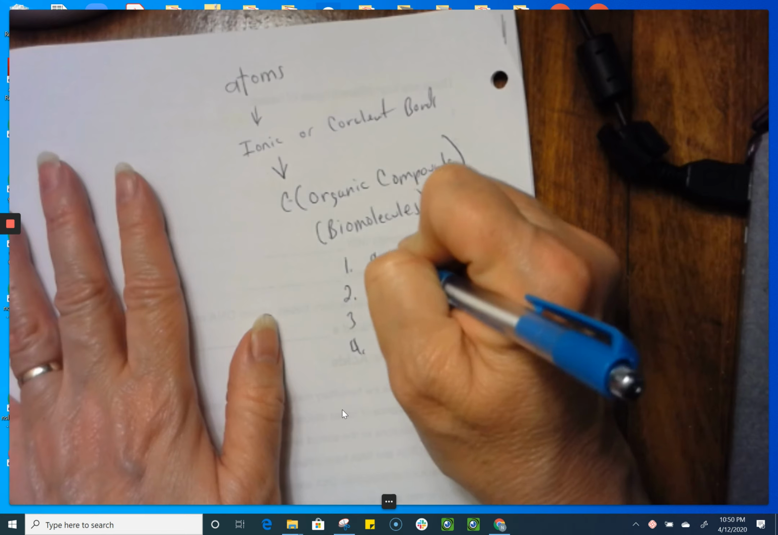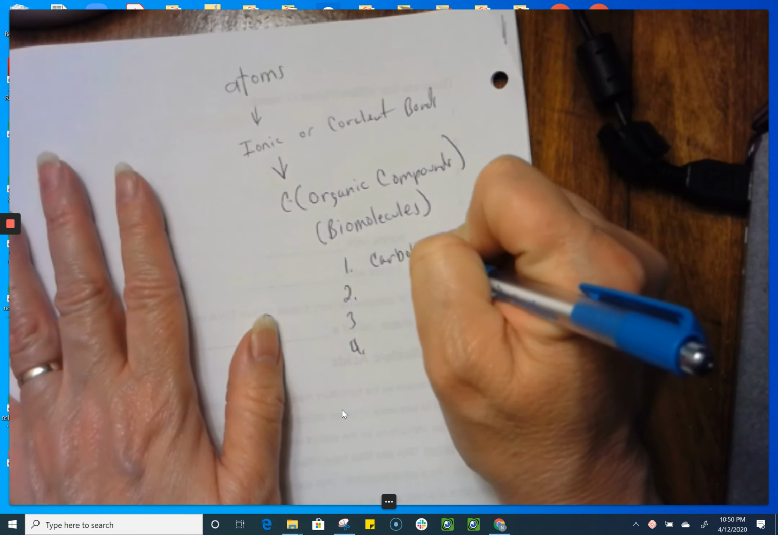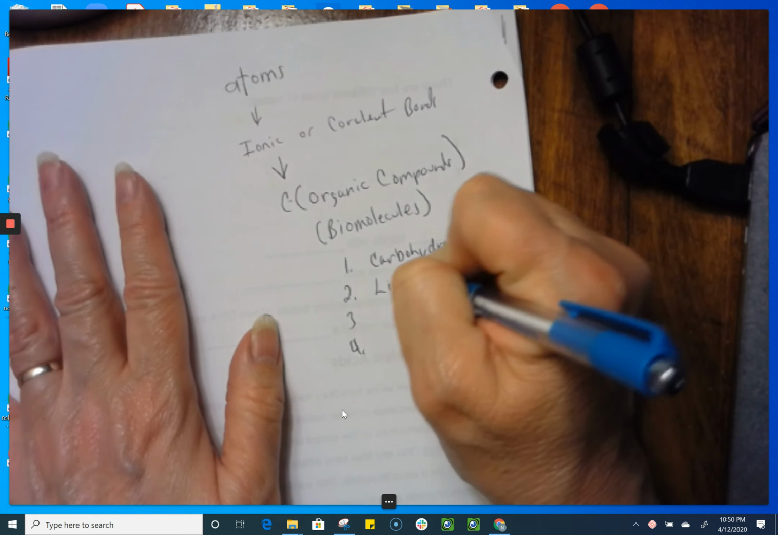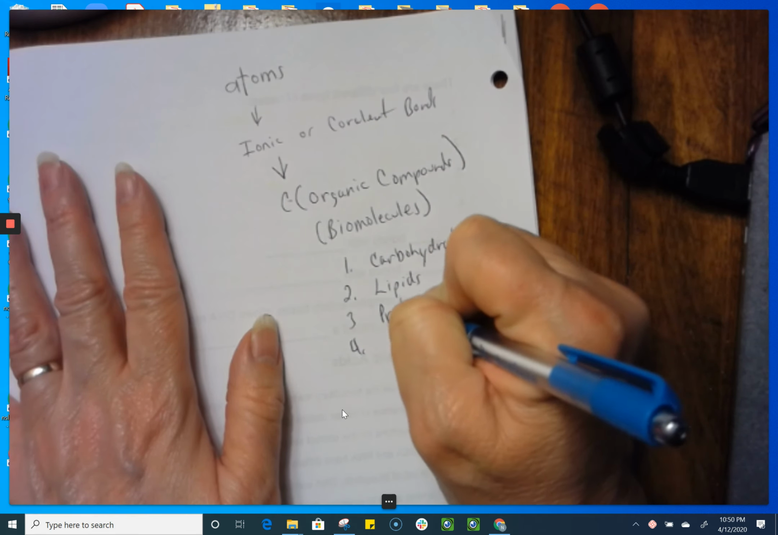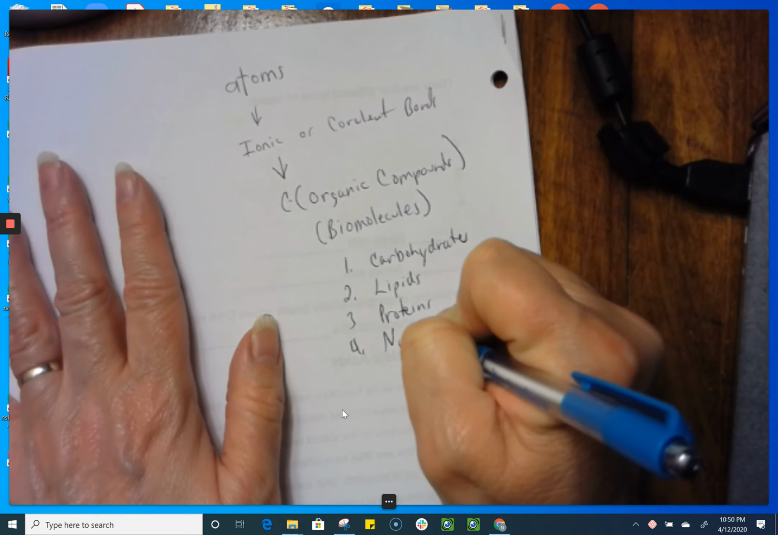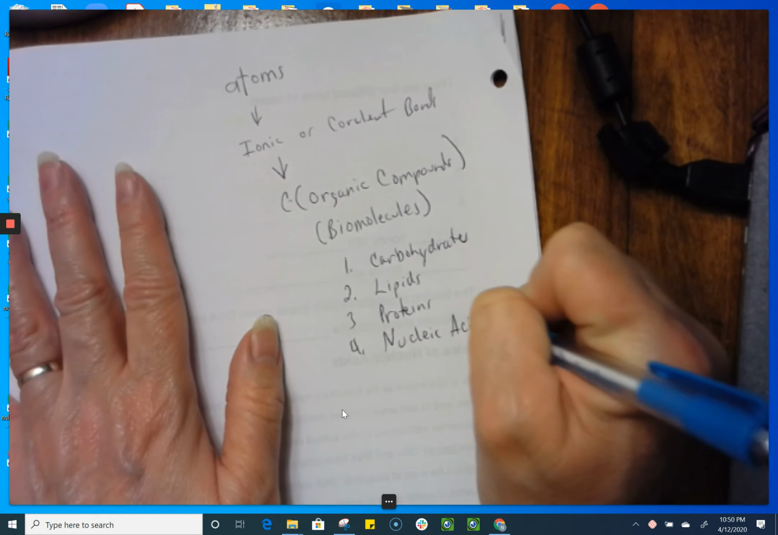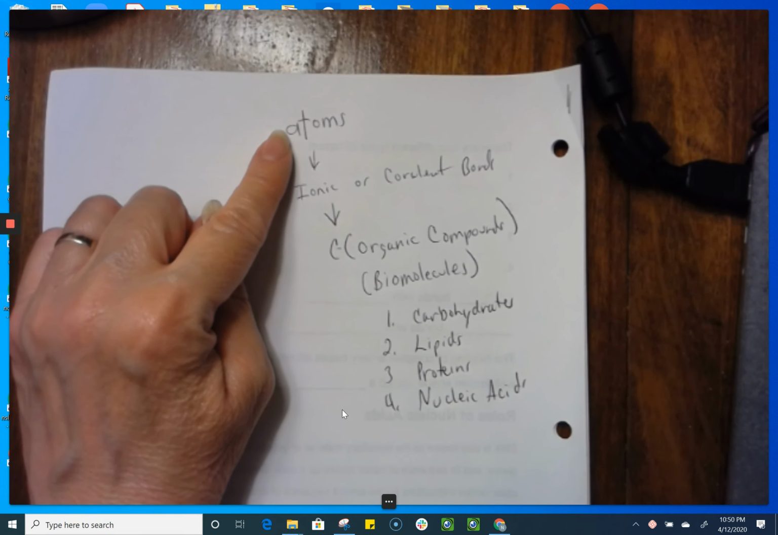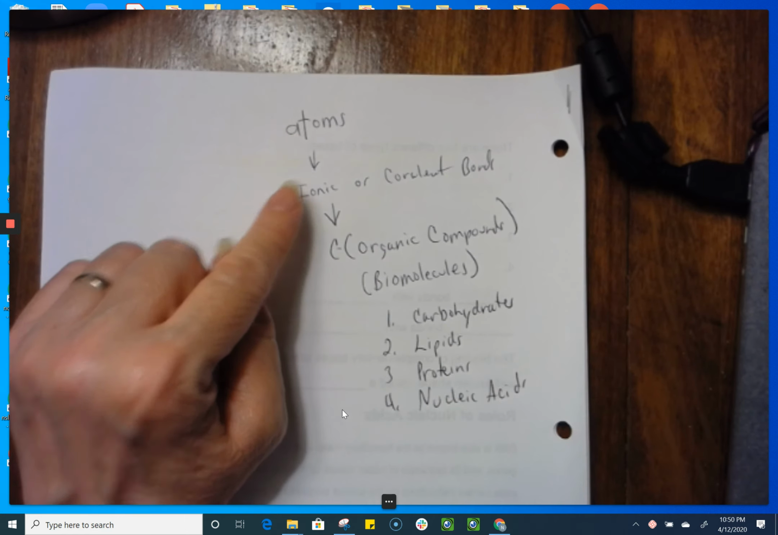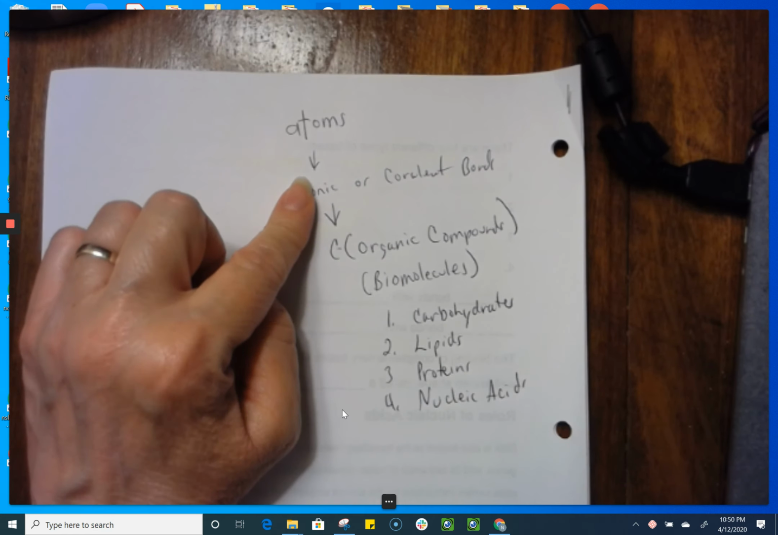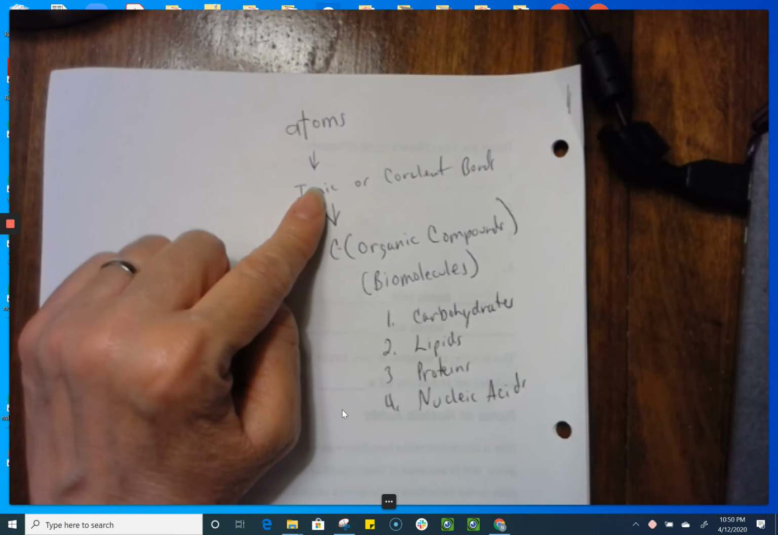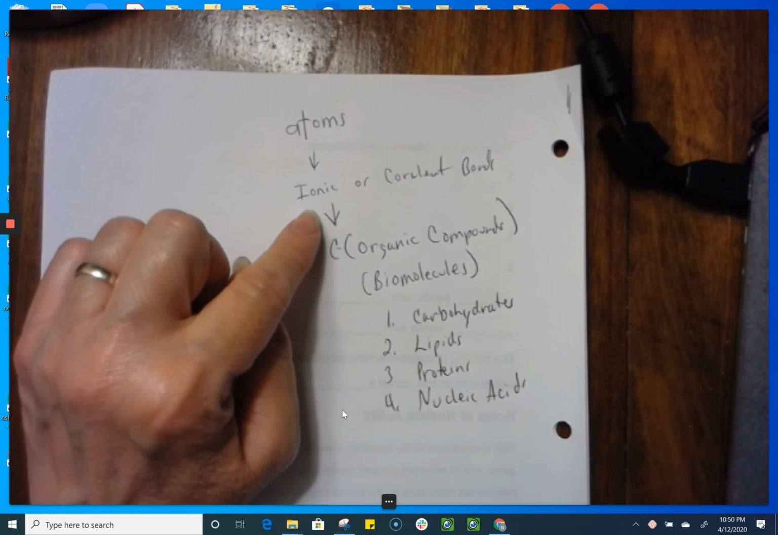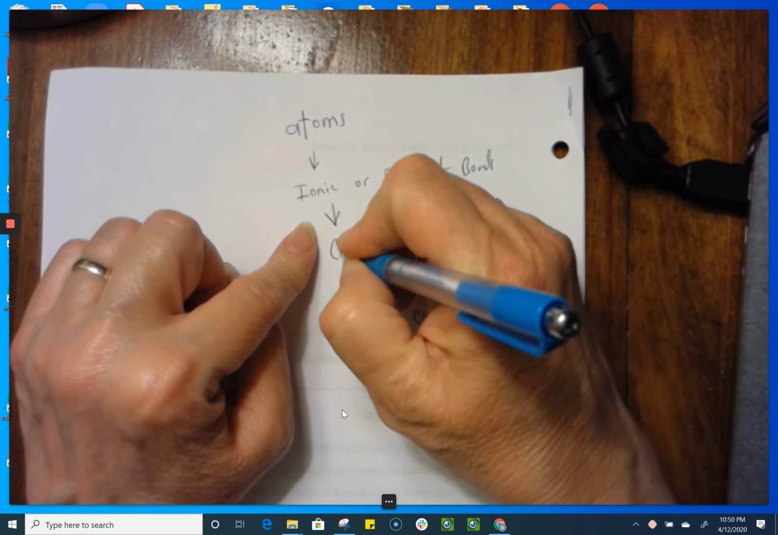which were the carbohydrates, the lipids, the proteins, and the nucleic acids. So we start here with the basic building block of all the molecules. Depending upon where they're at, what they're allowed to form with, they'll form ionic or covalent bonds. And a lot of these are covalent also.